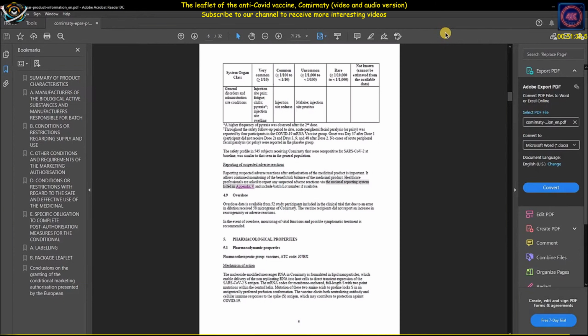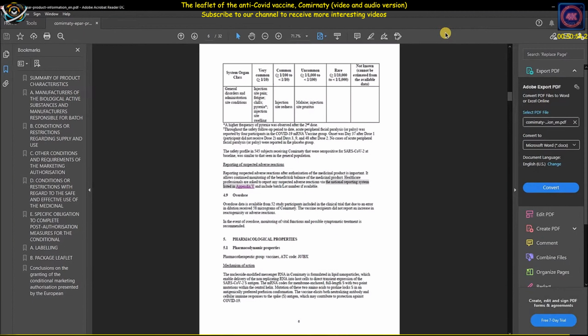4.9 Overdose. Overdose data is available from 52 study participants included in the clinical trial that due to an error in dilution received 58 micrograms of Comirnaty. The vaccine recipients did not report an increase in reactogenicity or adverse reactions. In the event of overdose, monitoring of vital functions and possible symptomatic treatment is recommended. 5 Pharmacological properties. 5.1 Pharmacodynamic properties. Pharmacotherapeutic group, vaccines, ATC code, J07BX.